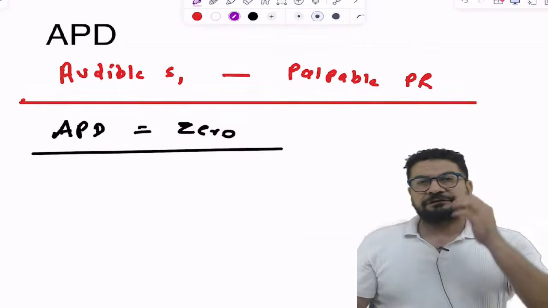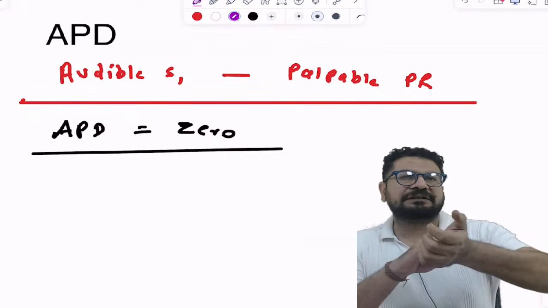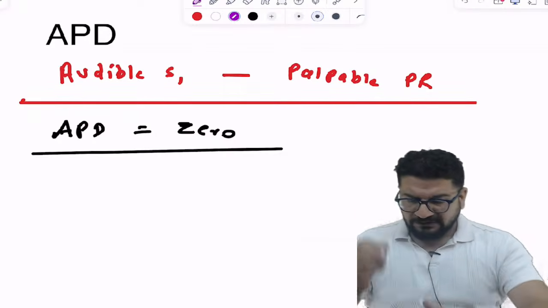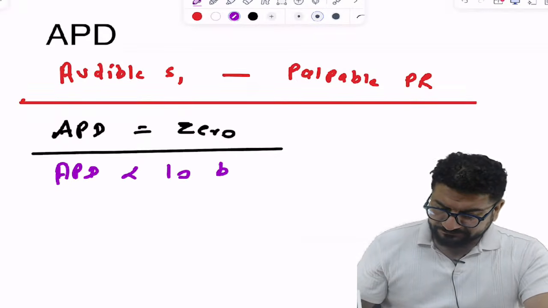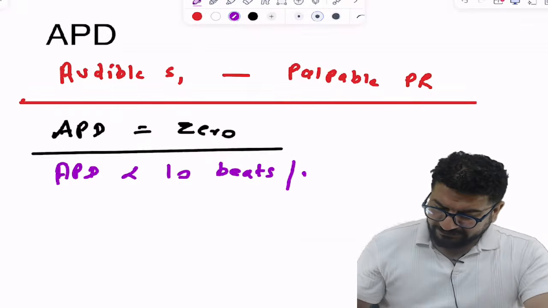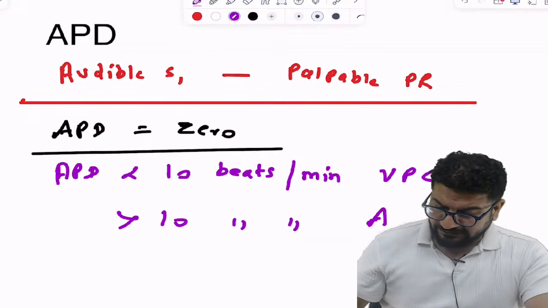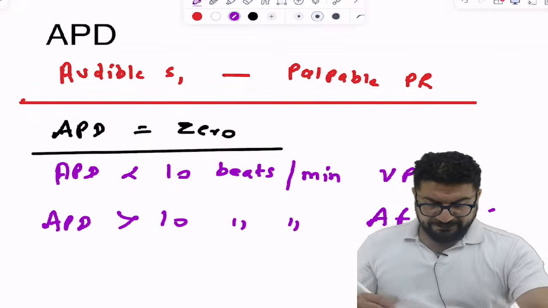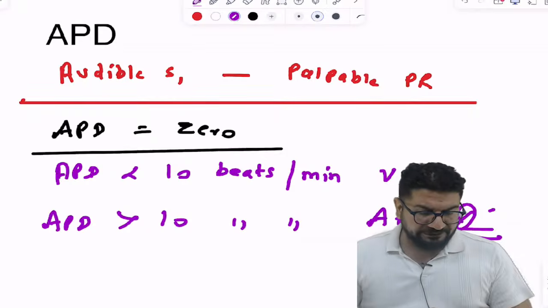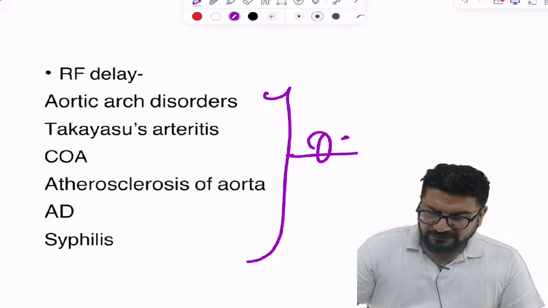But suppose when you are auscultating, the heart rate is coming around 70, and on palpation it's coming around, let's say, 60. There is a difference. So if the APD value, understand, is less than 10 beats per minute, it is due to VPC, and if it is more than 10 beats per minute, it is due to AF. So last year a clinical case of AF came, apex pulse deficit more than 10 beats, atrial fibrillation. Done.